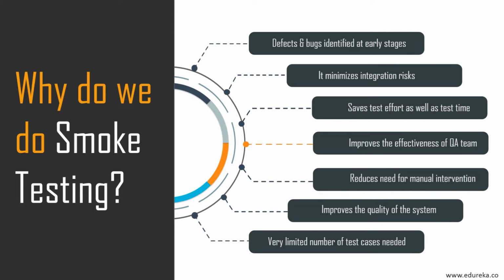Let's list them out. First of all, you can find defects and bugs in the early stage of testing. Integration risks are reduced when the components are combined. There's no need for manual intervention. You can opt for automation. It improves the effectiveness of your QA team. It saves a lot of time and effort on the testers' part. It improves the quality of the system as a whole. And the most important thing is a very limited number of test cases are needed to perform smoke testing of the entire application.